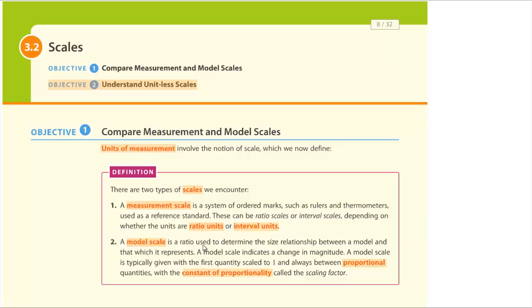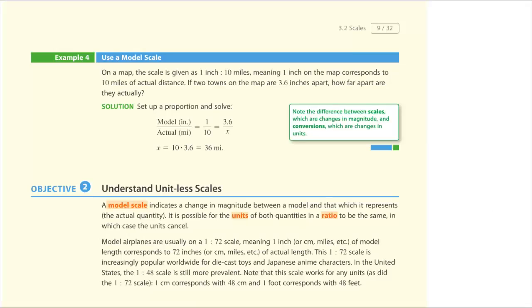A model scale is a ratio used to determine the size between a model and something it represents. And it can be a model airplane, a model car, a model house, a model city, a map, right? A map is a model of a big country's world, city, whatever it happens to be. And those are all proportional quantities. And there's some sort of constant of proportionality. So when they say it's a 1 to 10 scale, then that means this model is basically 1/10 the size of the big thing.